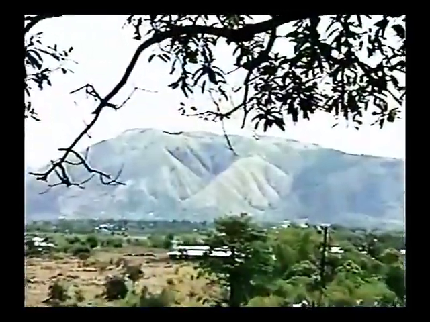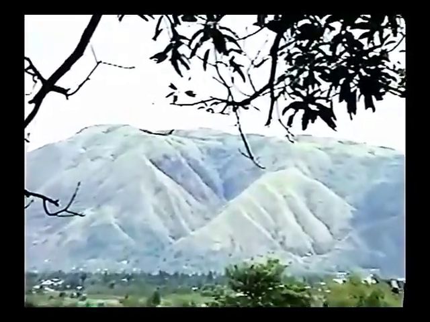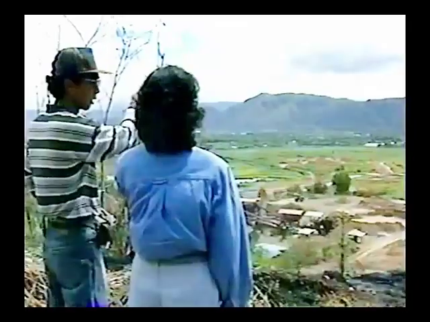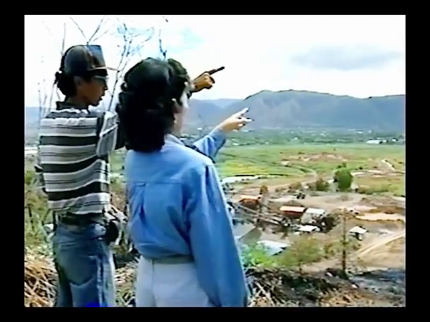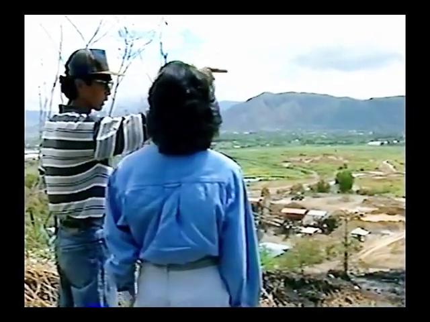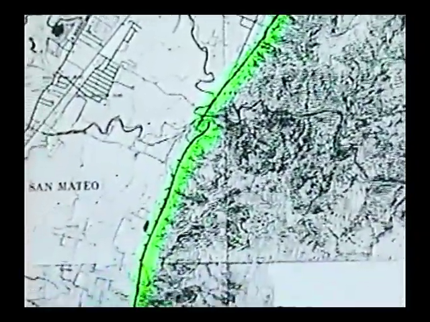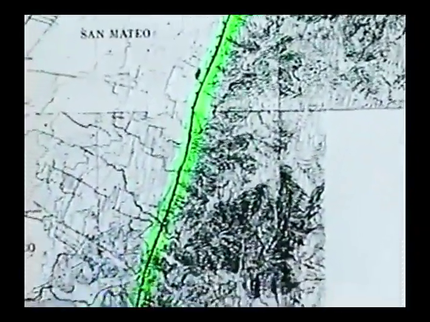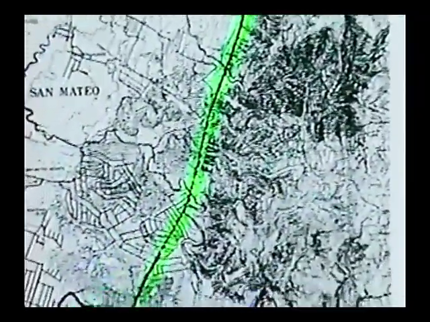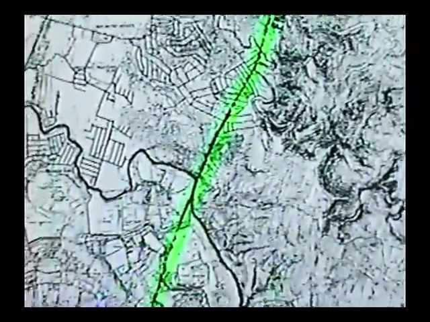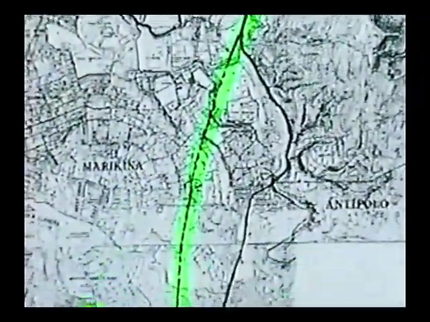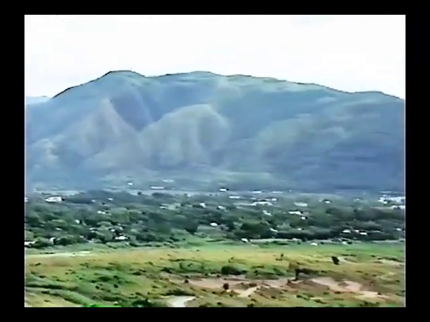How long is this fault and what areas does it traverse? The fault system is at least 120 kilometers long, and it extends from north of Bulacan, that's near Nueva Ecija, through east of Metro Manila and up to east of Tagaytay. What are your findings so far, and what are the implications of these findings?